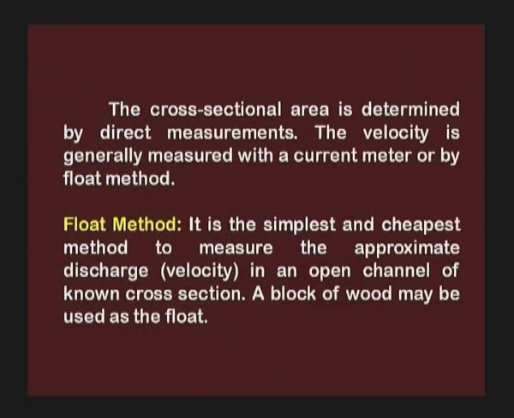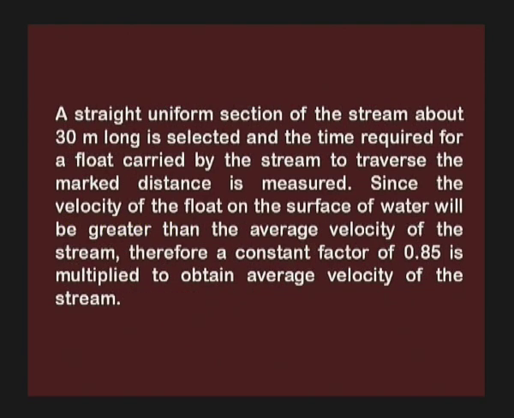Float method. It is the simplest and cheapest method to measure the approximate discharge, that is velocity, in an open channel of uniform cross section. A block of wood may be used as the float. A straight uniform section of the stream about 30 meter long is selected, and the time required for a float carried by the stream to traverse the marked distance is measured.